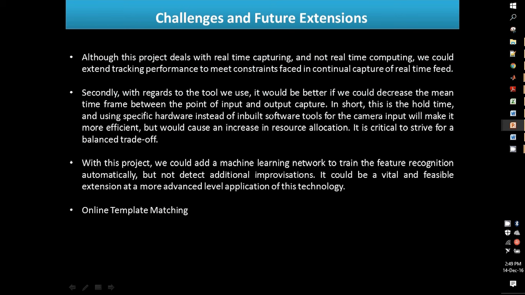With this project, we could add a machine learning network to train the feature recognition automatically but not detect additional improvisations. It would be a vital and feasible extension at a more advanced level application of this technology. Online template matching could also be another future extension that could be added so that it all can be read in a live frame.